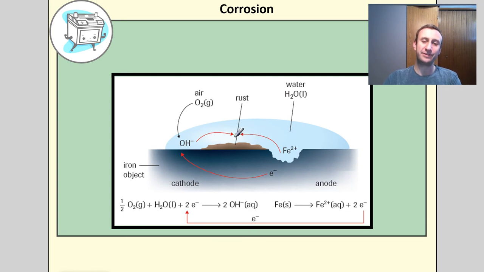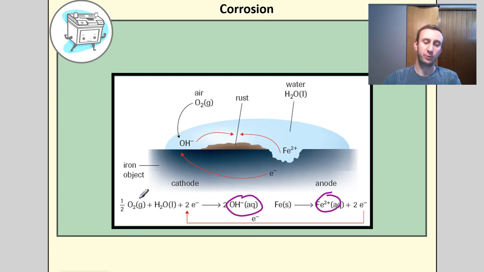Then it meets in the middle and forms a precipitate, which is iron 2 or 3 hydroxide. And that's essentially what we have for rust: a mixture of iron oxides and iron hydroxides primarily, because of this iron 2 forming and this hydroxide forming and then meeting up and making that precipitate compound. So these are the two half reactions that are primarily responsible for rust forming.